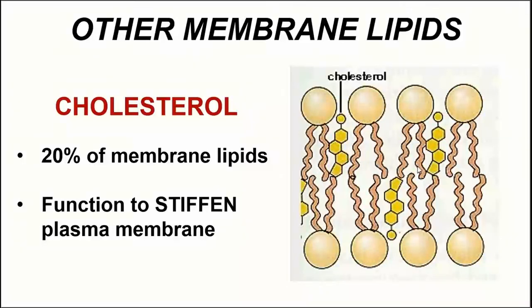So it's going to associate really closely with the fatty acid tails that you see here as these little squiggly lines in this diagram here. Cholesterol actually functions to stiffen the plasma membrane. So what it does is it actually kind of links or binds adjacent phospholipids together, and so it helps to make the membrane a little bit less fluid in that regard.